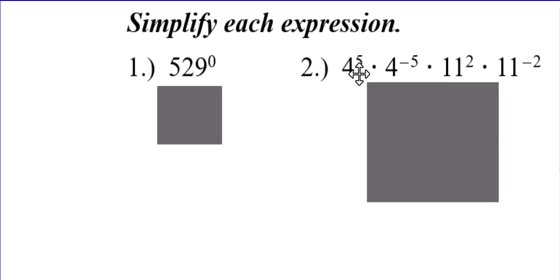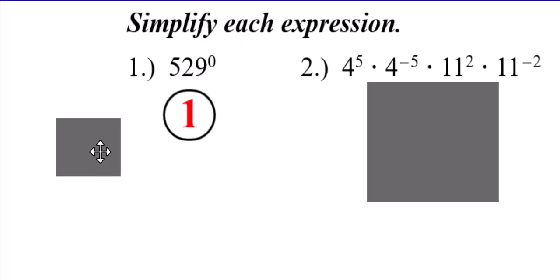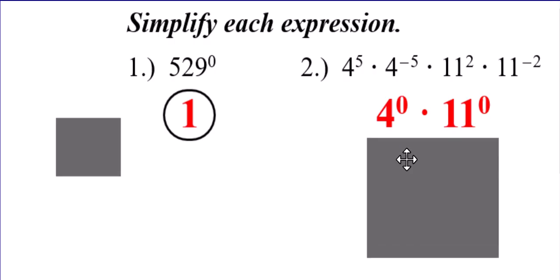Okay, did you already do number 1 and number 2? 529 to the 0 power. Wow, 529 is big, but it's taken to the 0 power. Answer is 1. Problem number 2. I would not find out what 4 to the 5th power is, and I would not make 4 to the negative 5 become 1 over 4 to the 5th. No, no. The easy way to do this is to add the exponents together. And 5 plus negative 5, boom, is 0. 2 plus negative 2, boom, is 0.